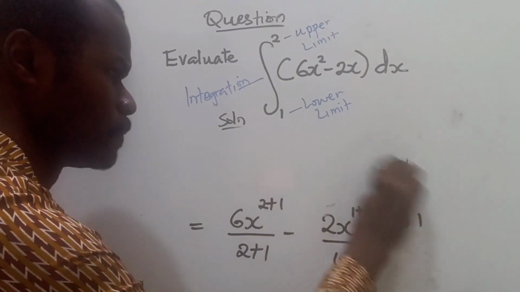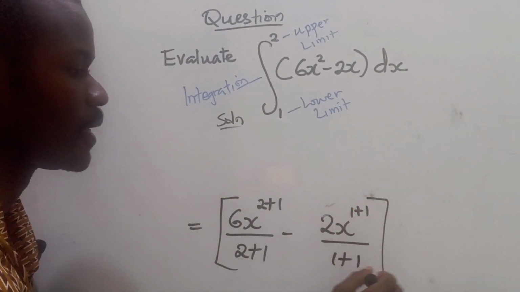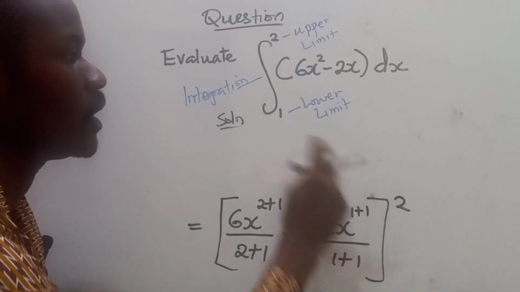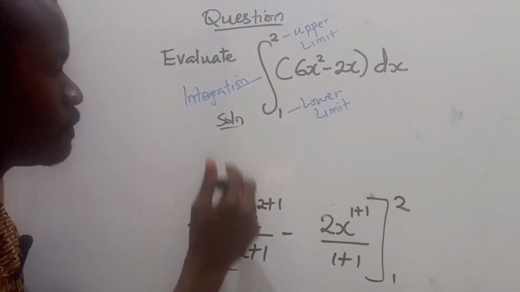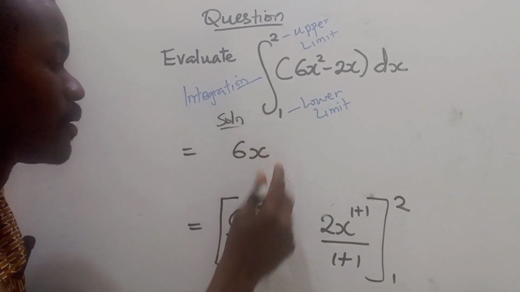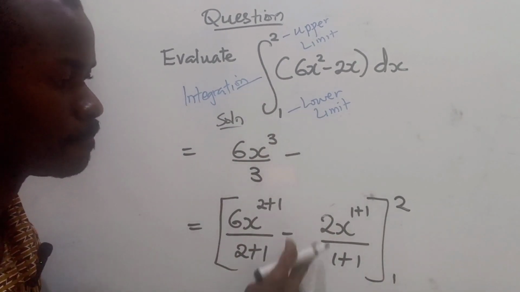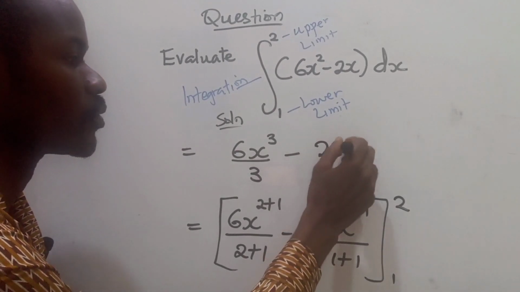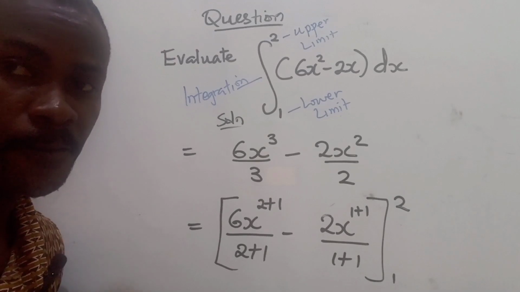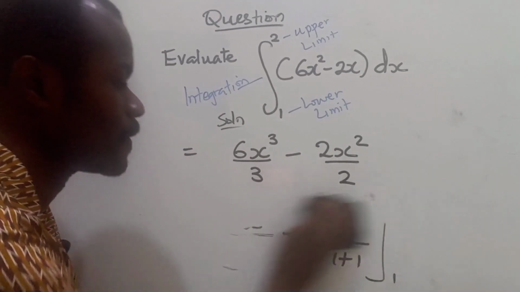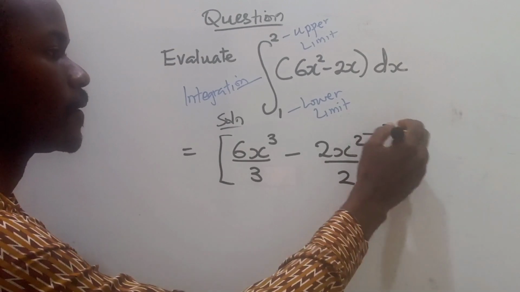So we don't have to forget to put our limits: the upper limit, which is 2, and the lower limit, which is 1, because we are going to use it. So this will give us 6x raised to the power of 2 plus 1 is 3, divided by 2 plus 1 here is 3, minus 2x raised to the power of 1 plus 1 is 2, divided by 1 plus 1 is 2. So solving that further, we are still going to put our limits, which is 2 and 1.